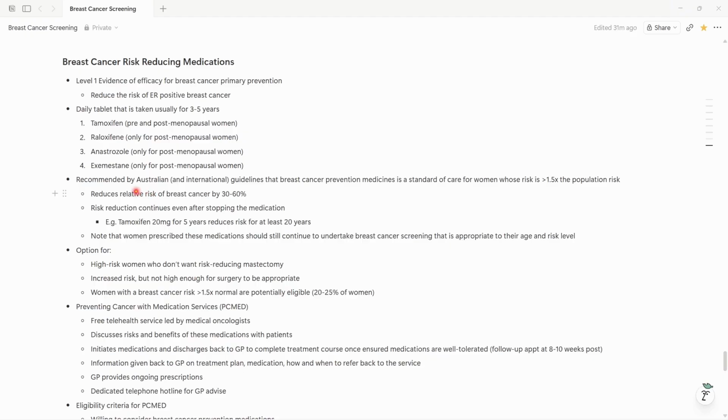So breast cancer risk reduction medications are recommended by Australian and international guidelines for breast cancer prevention. It should be a standard of care for women who fall within the moderate risk category, which is greater than 1.5 times the population risk. These medications reduce the relative risk of breast cancer by 30 to 60%, and this risk reduction has benefits even after the patient has stopped the medication. So for example, the patient may only need to take tamoxifen 20 milligrams for 5 years as part of the prophylactic course, but this reduces the patient's risk of breast cancer for at least 20 years.